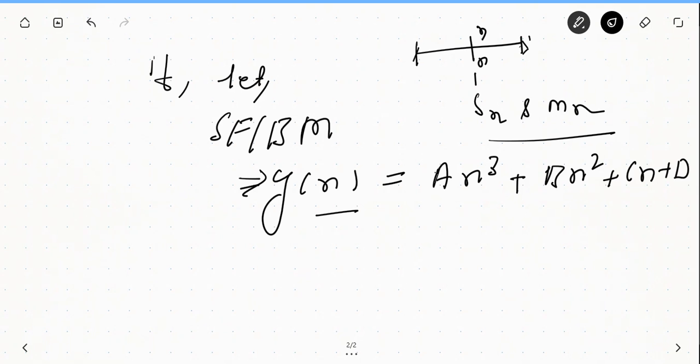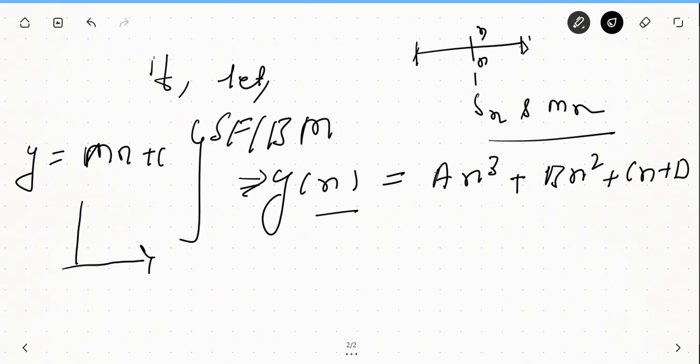Do you know what is a linear line? The equation of a linear line is y equals mx plus c. And how will its plotting be? Let this be the x coordinate axis and this be the y coordinate axis, then c is the intercept, and from here you are getting the linear line where m is the slope of this line. Yes or not?